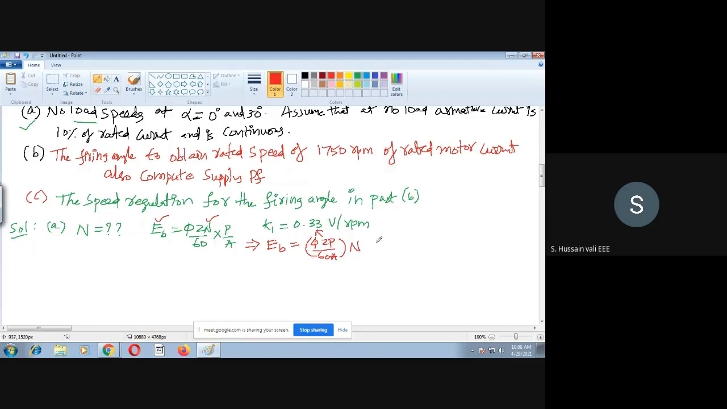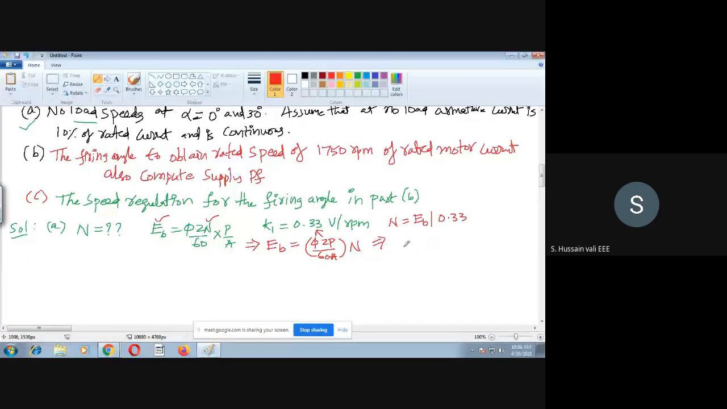From this equation, what we can understand is that EB is equal to 0.33 n. So you have to find out n. N is equal to EB by 0.33. Now the question is how to find out EB. Once again you got this question. Then you just recall, where can we find out EB?